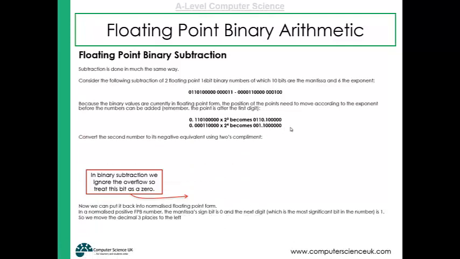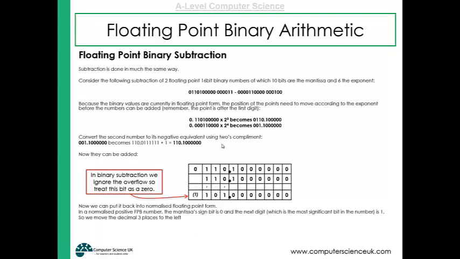Now, because we're doing subtraction, we need to convert that second number to its negative equivalent using 2's complement. So if this is our value, we need to flip the bits and then add 1. And if we flip the bits, we get this. If we then add 1, we get 110.1000. And now we can add those values together.